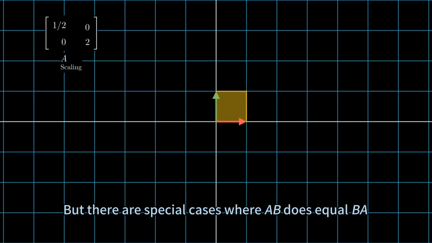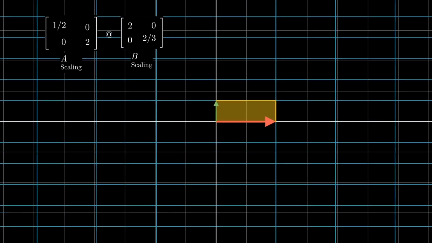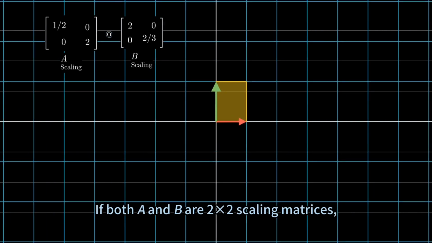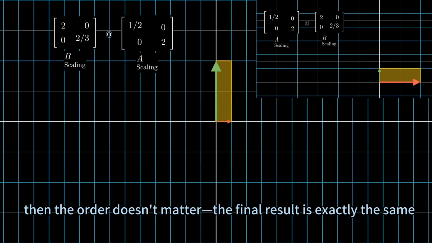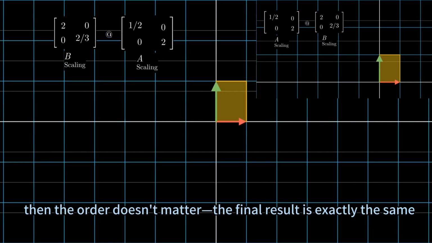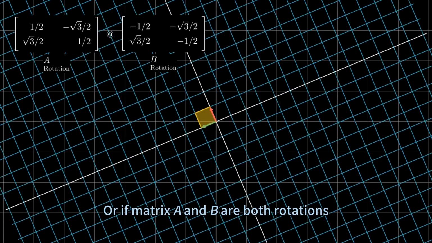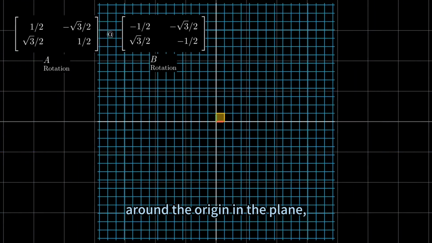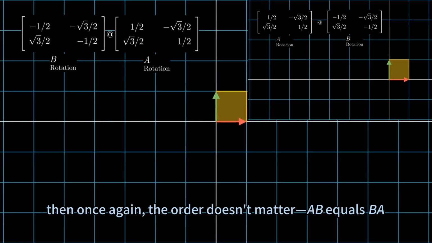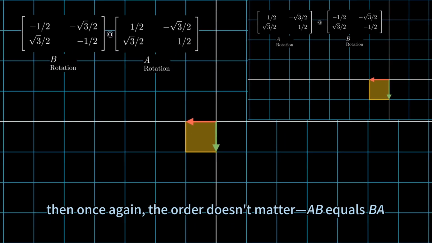But there are some special cases where A times B does equal B times A. If both A and B are 2 times 2 scaling matrices, then the order doesn't matter. The final result is exactly the same. Or if matrix A and B are both rotations around the origin in the plane, then once again, the order doesn't matter. The product A times B equals the product B times A.